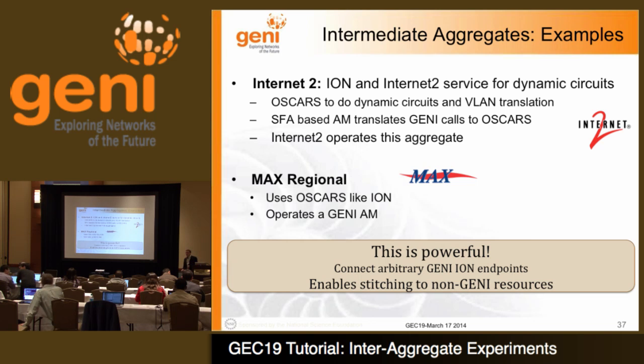And these are a couple of examples of these intermediate aggregates. Internet2's ION service I've talked about. This is the nationwide backbone for GENI. Under the covers, it uses OSCARS, for those of you who've heard about it, which does dynamic circuits. They do VLAN translation within ION. This is an aggregate that Internet2 operates using software written by the folks at MAX, who run the same aggregate over the MAX regionals network, which again is an OSCARS-based network.